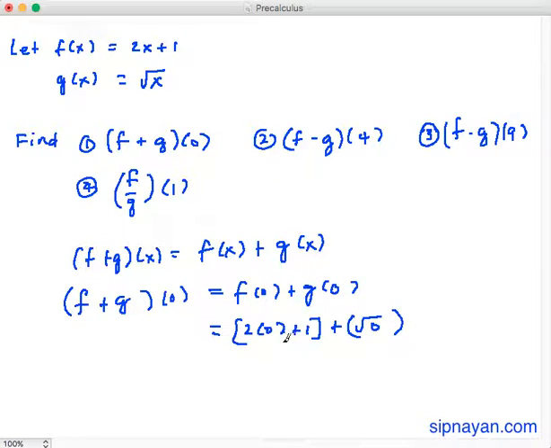Now, 2 times 0 plus 1 is 1. And then square root of 0 is 0. So, plus 0. That is equal to 1. So, ang sagot natin dito, (f + g)(0) is equal to 1. Okay? So, baliktarin naman natin.